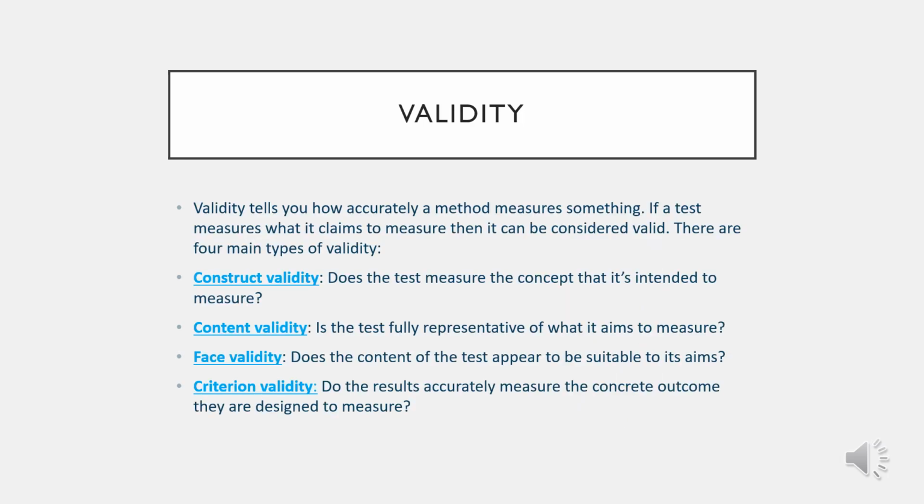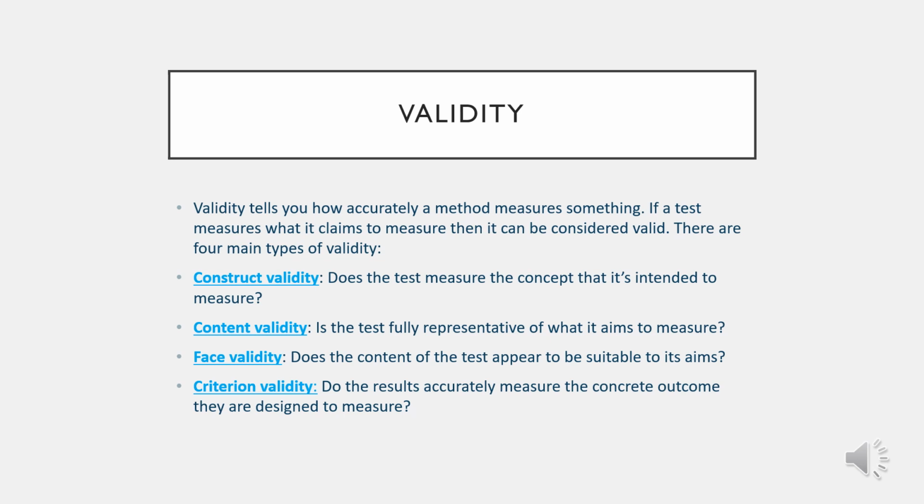Cognitive tests don't just need to be reliable, they also need to be a valid measure of what you're looking at. So the validity of a test tells you how accurately it is measuring something. If a test measures what it claims to measure, then it's considered valid. There are four main types of validity, and I'm going to talk about these in relation to a memory test. So if we think about a memory test, we have to look at its construct validity. Does the test measure the concept that it's intended to measure? So is it a memory test? Is it measuring memory? If it's actually measuring concentration or attention, it's not a memory test.